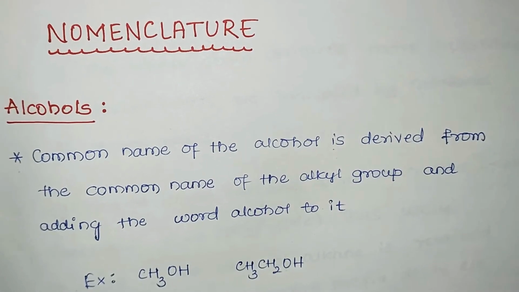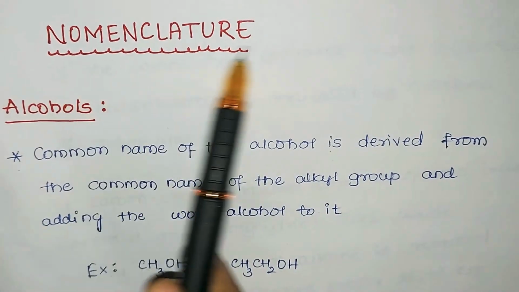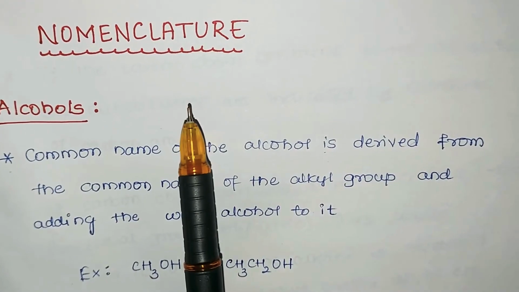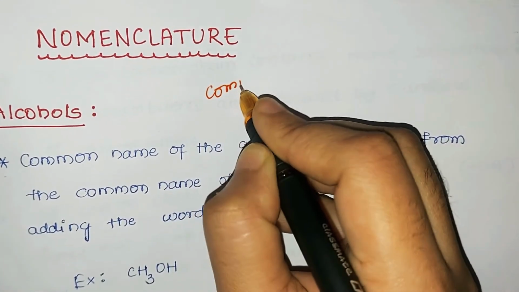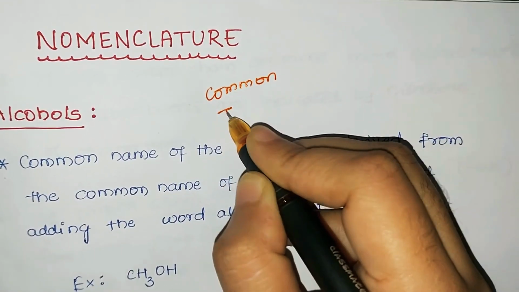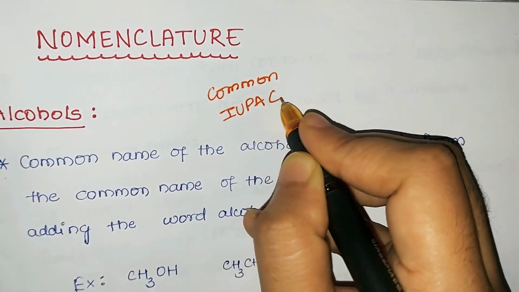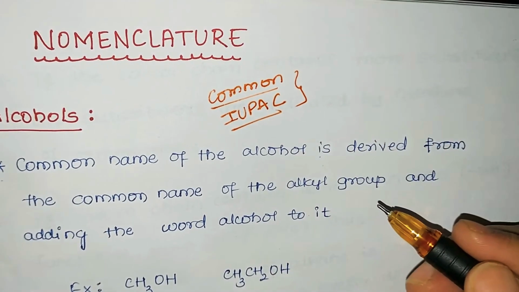Hello students. In this video we'll be discussing nomenclature. We'll see both the names, that is the common name as well as the IUPAC name. We'll see the rules of common naming as well as IUPAC naming of alcohols, phenols and ethers.